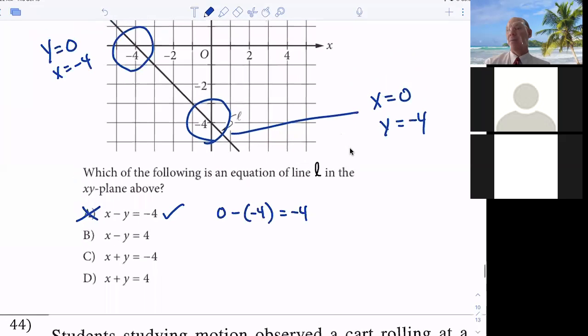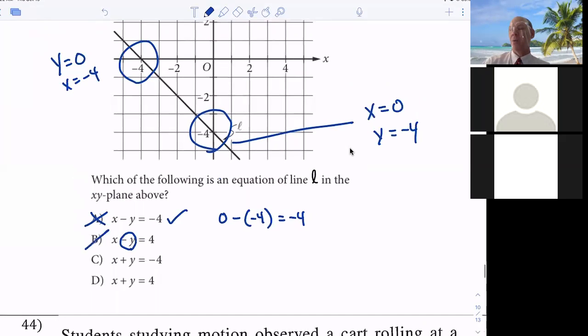So now, again, if Y is 0, is X -4 for B? If Y is 0, is X -4? No, X would be what? +4. So that is not the correct answer. So let's try C. If Y is 0, is X -4? Yes. If X is 0, is Y -4?